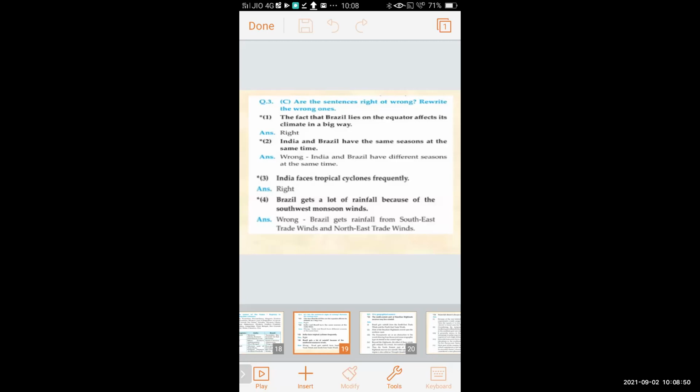And the answer to this is right. Brazil lies on the equator, and so it affects the climate in a very big way. The fact that Brazil lies on the equator affects its climate in a big way.